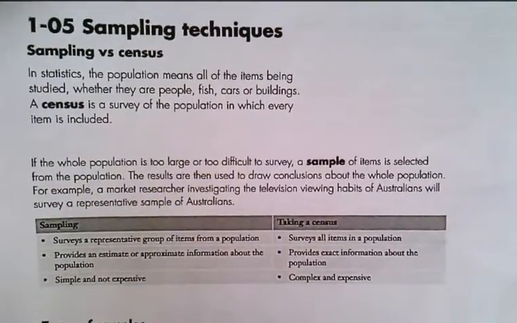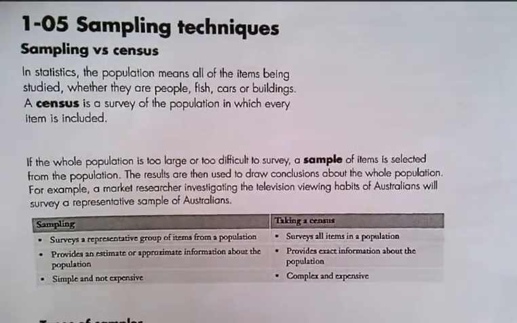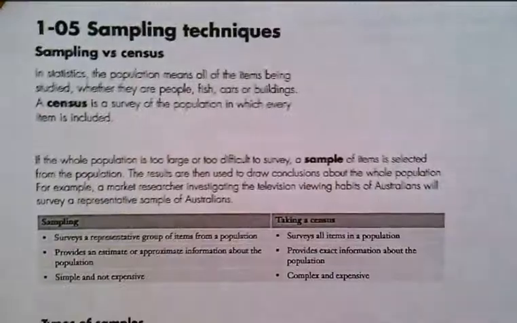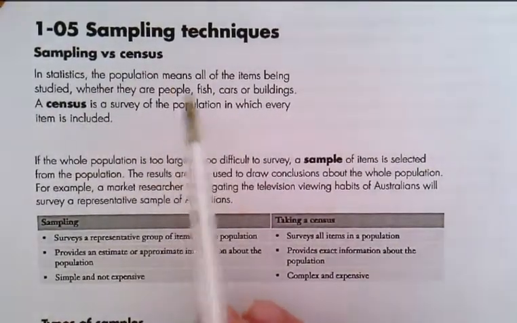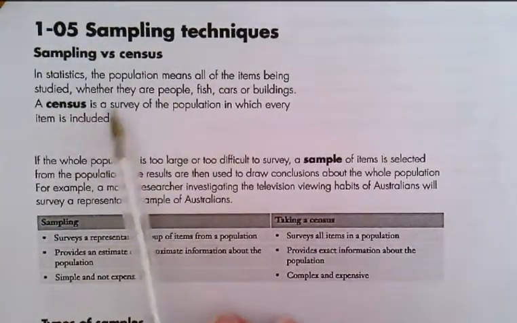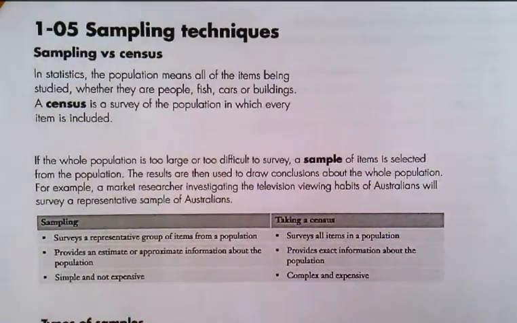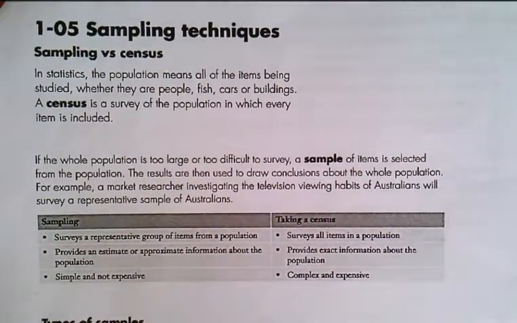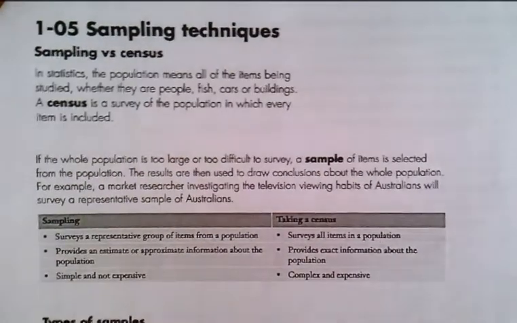Okay, there's exercise 1.05, sampling techniques. Now, you've all seen the word census and sample, and we know that a census is when the entire population is included. So it's when everybody is asked, okay?